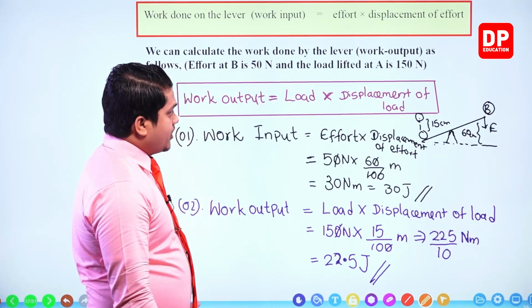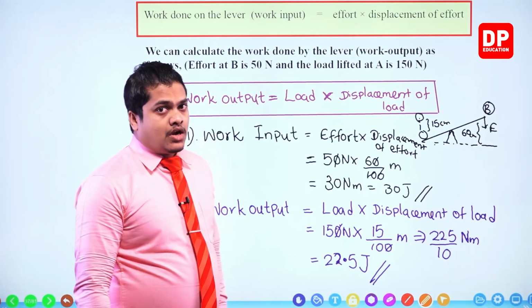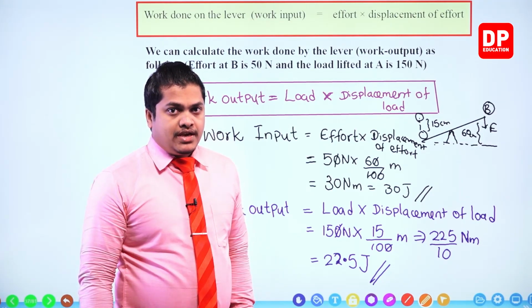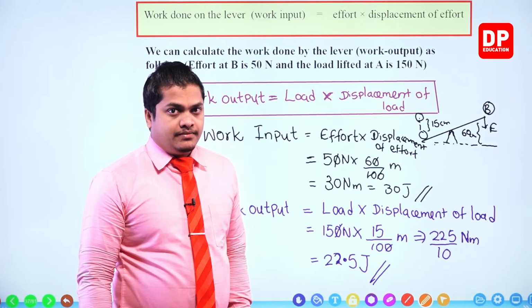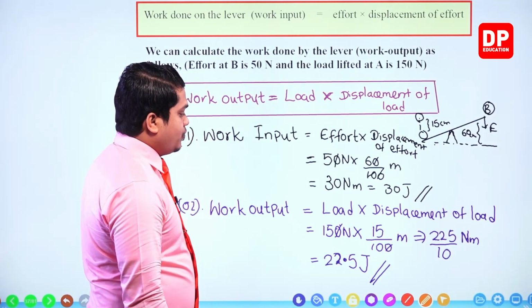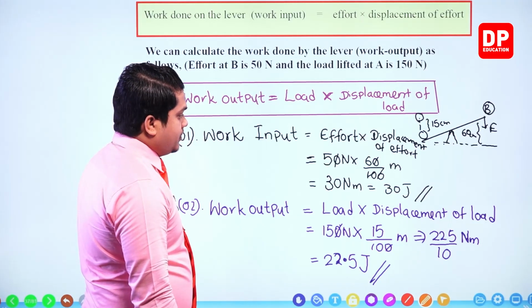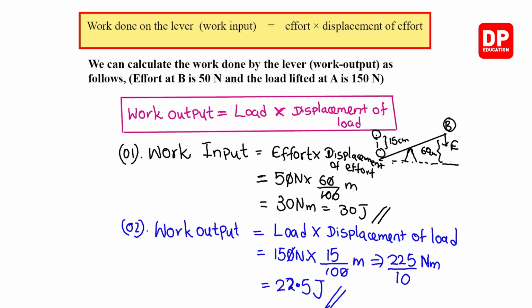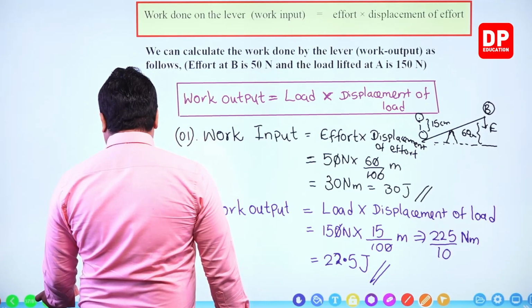Okay, work input and the work output. I hope that you got the idea about the two concepts clearly, right? So remember, work input is the effort multiplication displacement of the effort. Work output is the load multiplication displacement of the load. Okay, right then, so let's head on to see the next one.